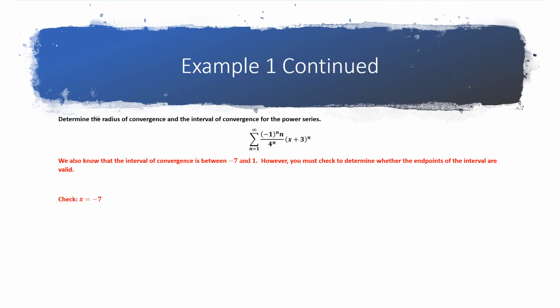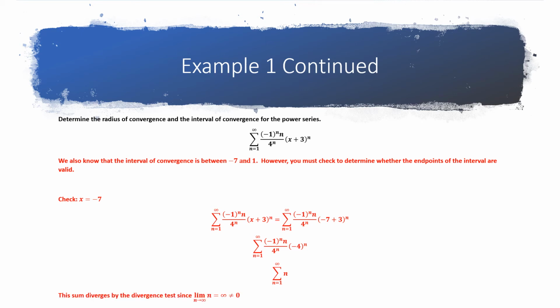All right, so for my check of -7, I'm going to plug -7 back into my original function and then simplify. So I get (-1)^n times n over 4^n times (-7 plus 3)^n. Well, that's the same thing as (-1)^n times n over 4^n times (-4)^n. Now, if you simplify this all the way out, the 4^n and the (-4)^n are going to cancel. That -1 is also going to go away because of the (-1)^n. So basically, I'm going to be left with the sum as n goes from 1 to infinity of n.